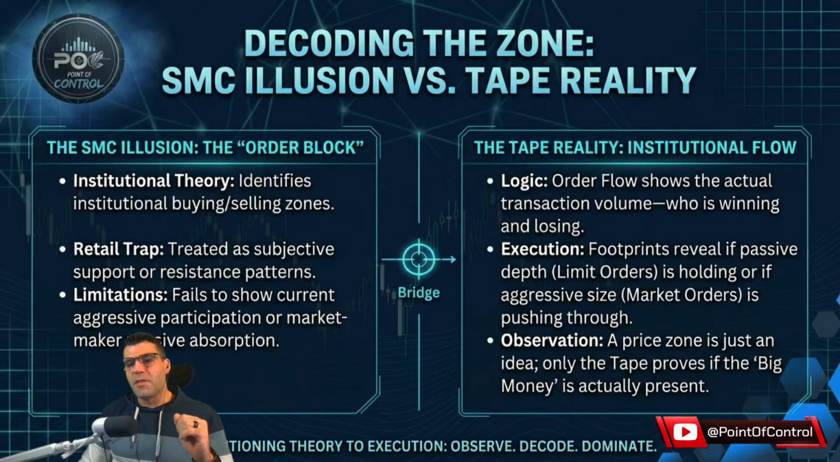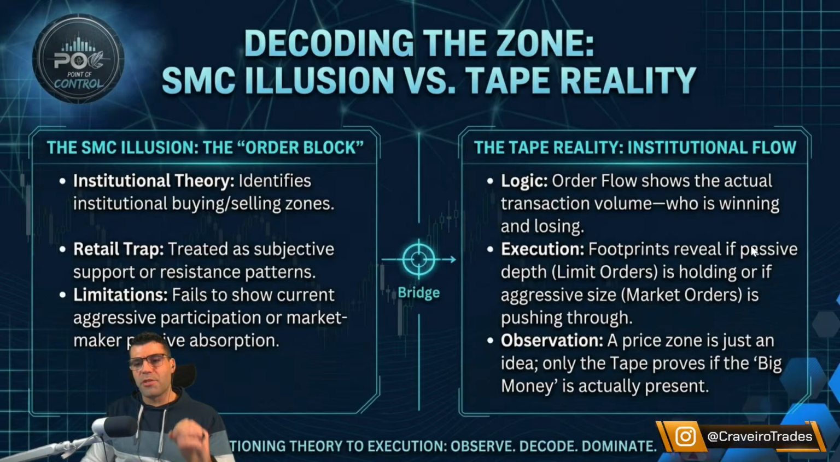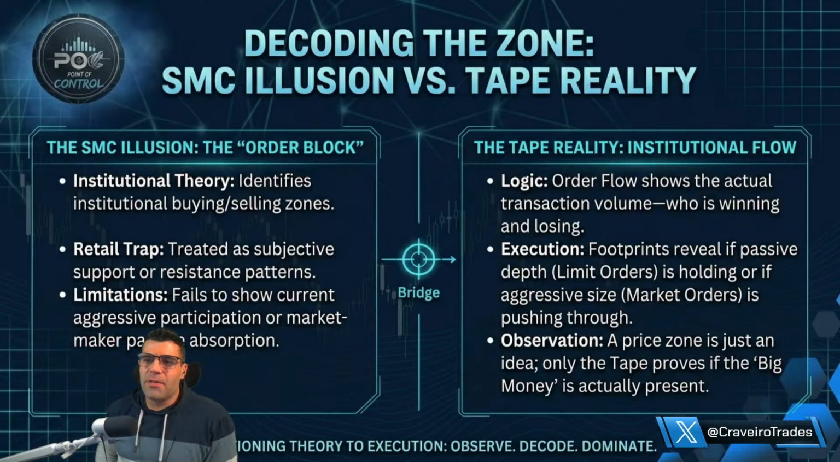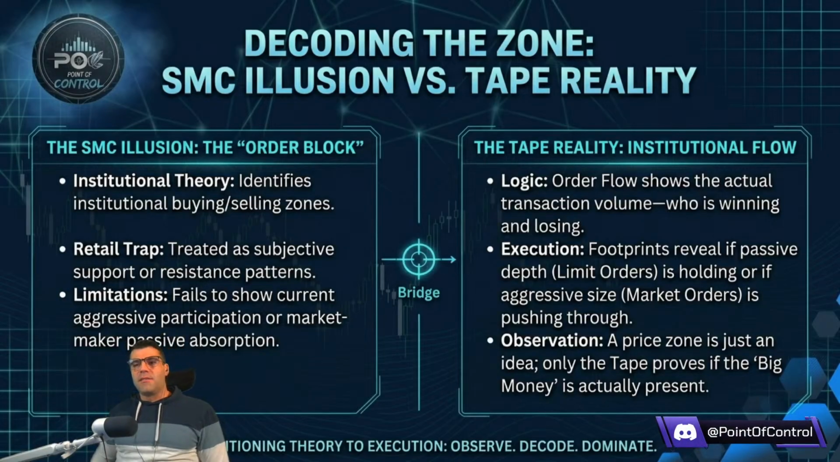Okay. Limitations: fails to show current aggressive participation or market maker passive absorption. I'm relatively new to this, but the tape reality is that order flow shows the actual auction, the transaction volume, who's winning, who's losing.